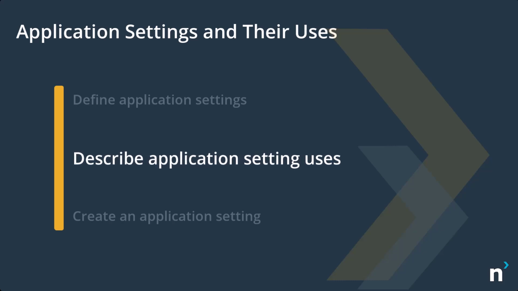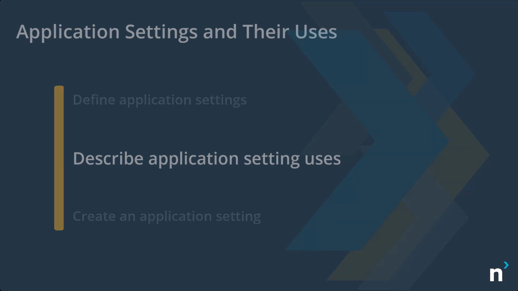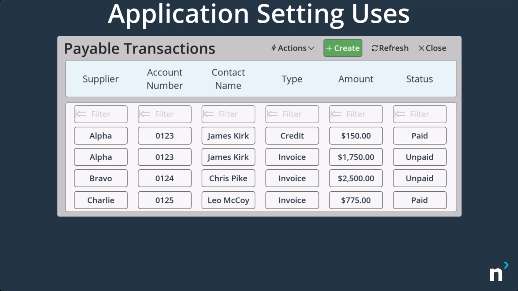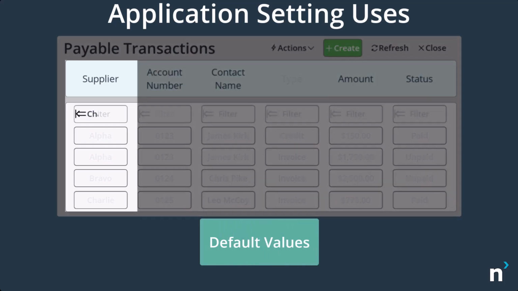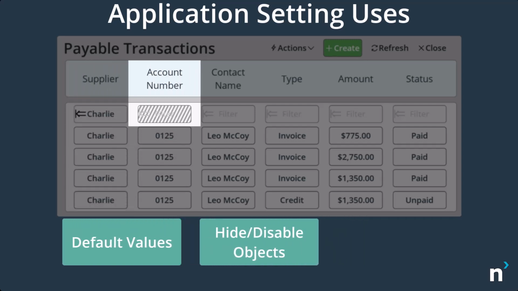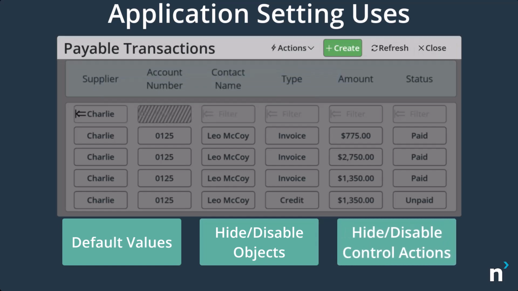To start, let's look at what application settings can do when applied to your NextWorld applications. Application settings let you tailor the user experience of an application by creating different interface variations for users that allow the application to be used in specific or more efficient ways. Some display options you can control using application settings include default values into fields or filters when opening an application, hide or disable individual objects such as fields and filters, or hide or disable control actions such as standard system buttons.